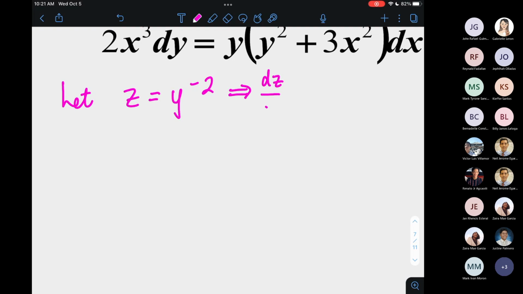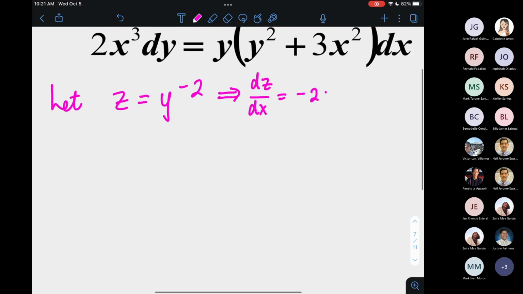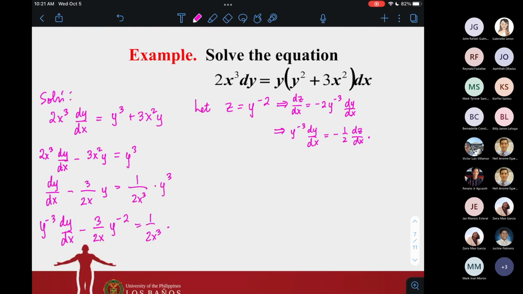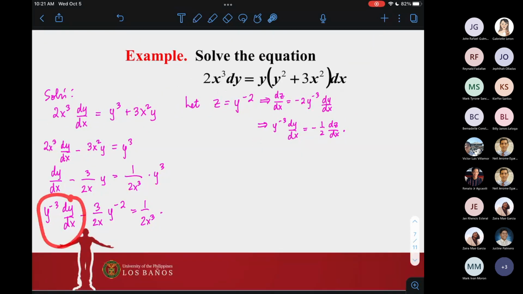So we have dz over dx equals negative 2y to the negative 3 dy over dx, right? Nag-differentiate ako with respect to x. So that means yung y to the negative 3 dy over dx ay mapapalitan ng negative 1/2 dz over dx. All right? So if we go back to our original equation, we have y to the power negative 3 dy dx. Pero alam na natin yung y to the power negative 3 dy dx mapapalitan ng negative 1/2 dz over dx. So here's what we get.